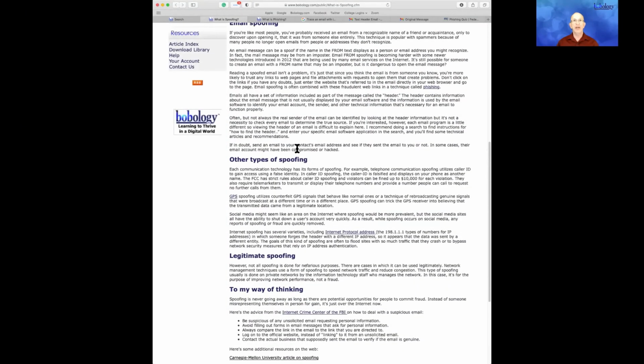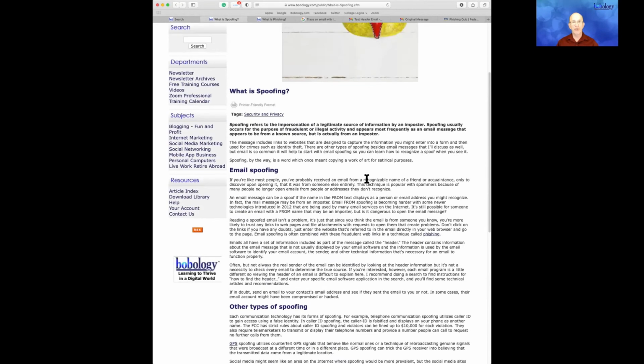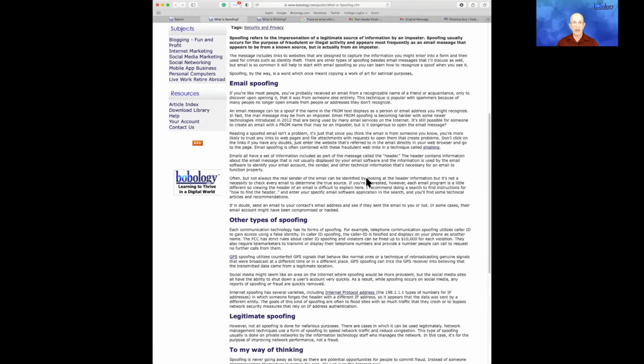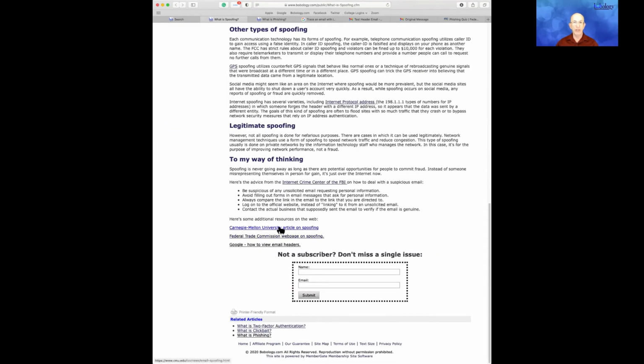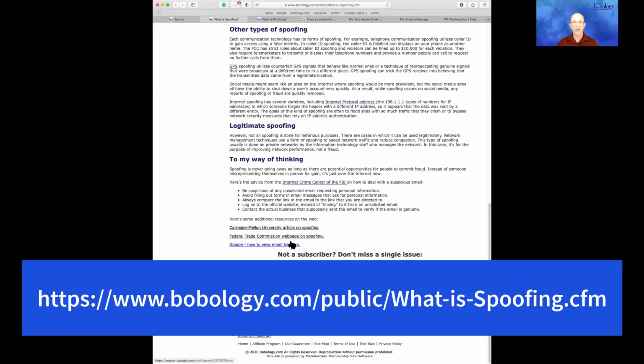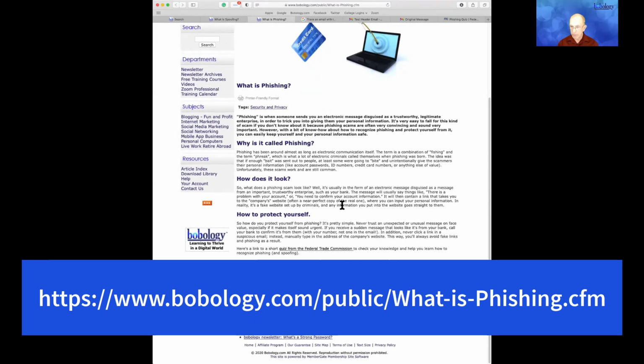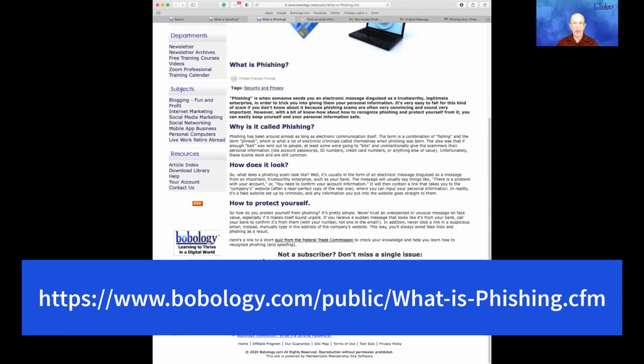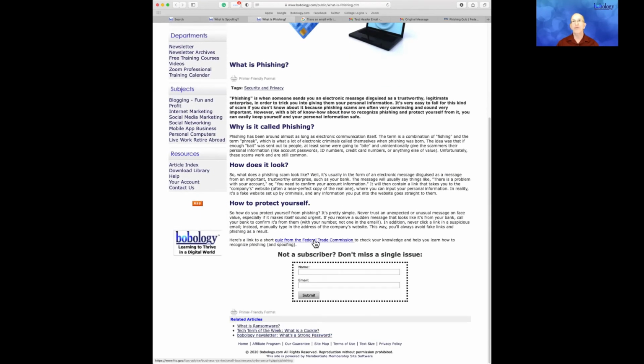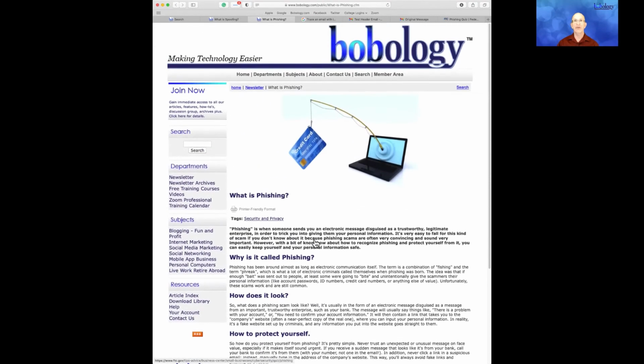There are some links on my webpage that says, what is spoofing? I do have some links here to a Carnegie Mellon University article on spoofing. They're one of the top universities in terms of computer research. There's a Federal Trade Commission page. We're going to look at this Google webpage and the Federal Trade Commission page. And then on phishing, I put up on my webpage some information about a quiz from the Federal Trade Commission. We're going to go through the quiz together, so nobody has to answer everything by themselves, okay?